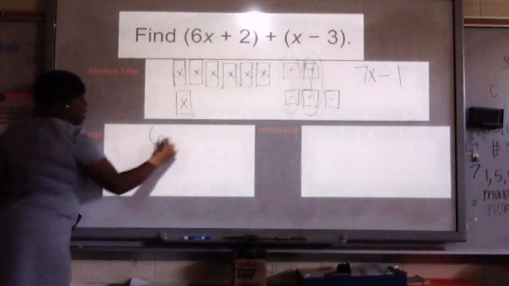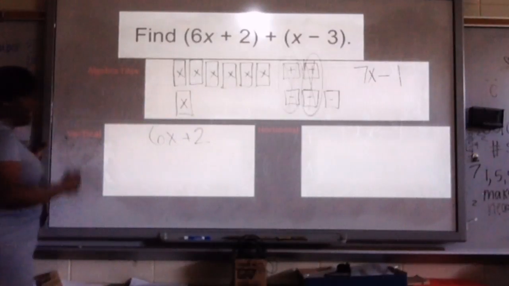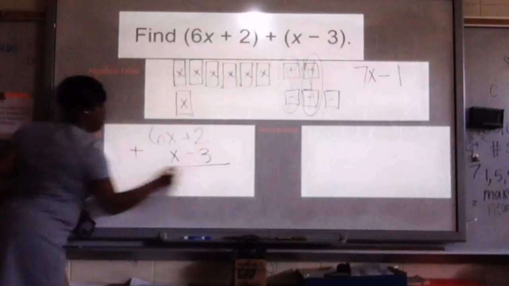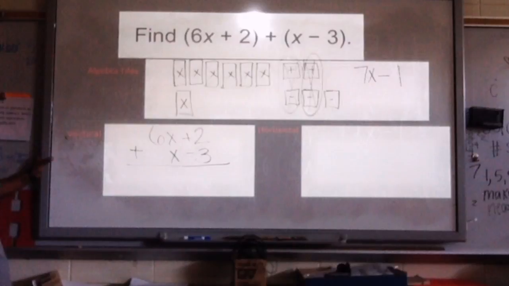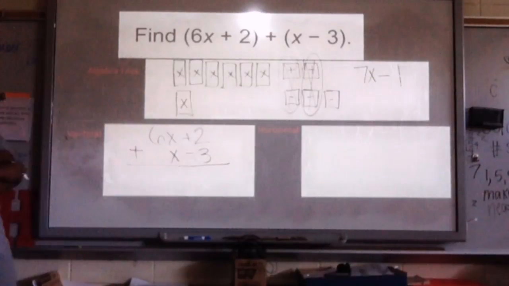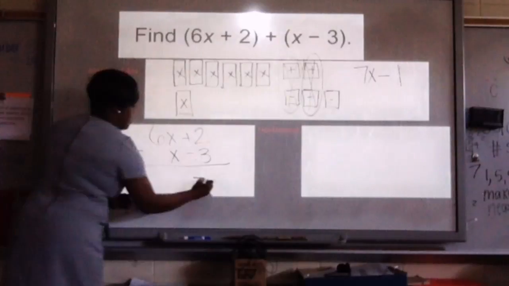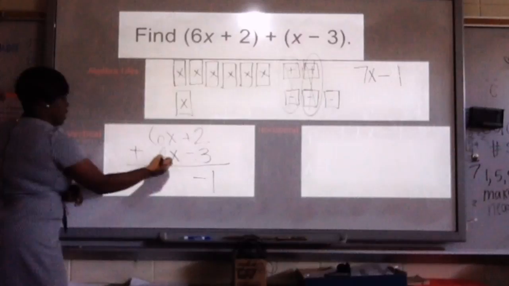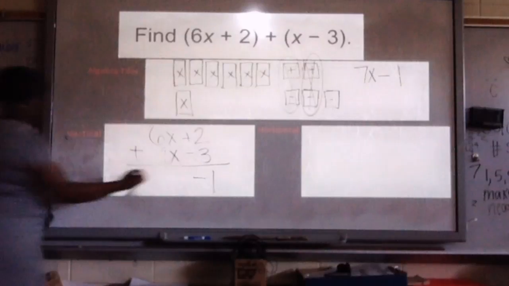Look based off of the terms. Meaning 6x plus 2. And I'm going to keep it that way and put my plus sign. x minus 3. You line them up based off the terms. And positive 2 plus a negative 3 gives me, 6x plus, if you need to write that 1, you can. 6x plus 1x gives me 7x. Same answer, just a different way.